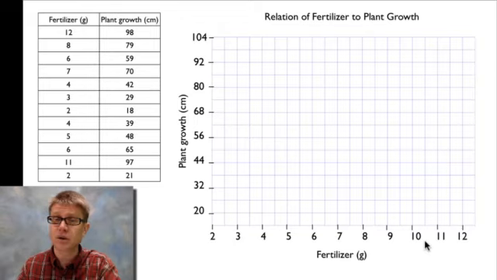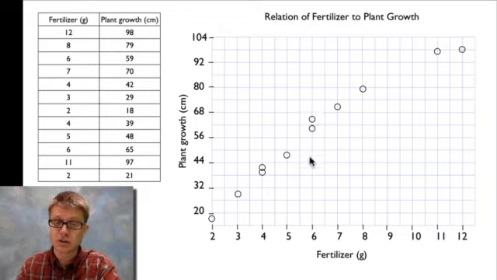Next thing I want to do is I want to graph my data. Well, what's my first data point? Fertilizer of 12, so I'm going to go all the way over here to 12, and then I'm going to have plant growth of 98. Well, if this is 92, that means this is 98, so my first data point should be right there. And so now I'm going to put all the other data points from my graph. So I'm going to fill those in with dots.